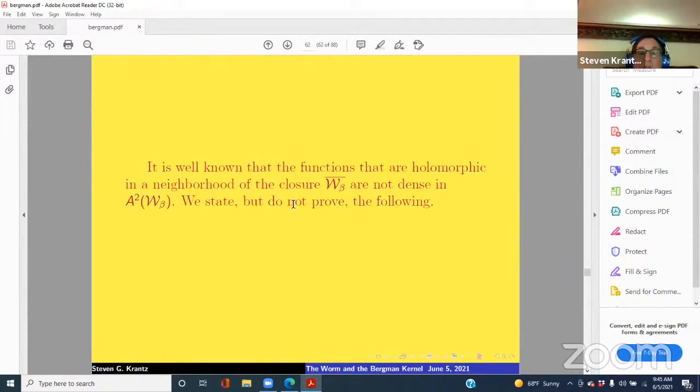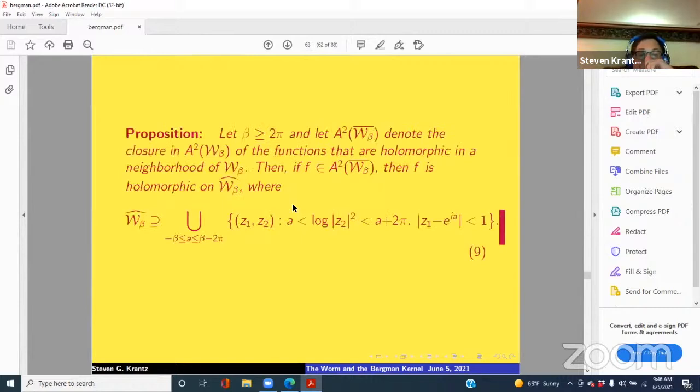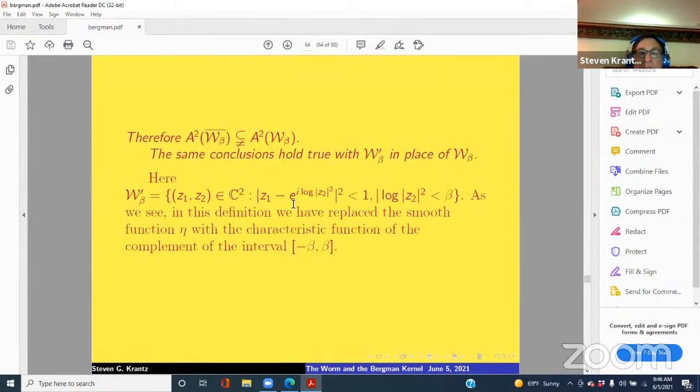It is well known that functions that are holomorphic in a neighborhood of the closure of W beta are not dense in the Bergman space. We will state but not prove the following. If beta is bigger than 2 pi and A2 of W beta closure denotes the closure in A2 of W beta of functions that are holomorphic in a neighborhood of W beta, then if F is in A2 of W beta closure, then F is holomorphic on W beta hat, where W beta hat contains the union over A of the set of all Z1, Z2 so that log mod Z2 squared is bigger than A and less than A plus 2 pi, and modulus of Z1 minus e to the iA is less than 1. Therefore, A2 of W beta closure is not a subset of A2 of W beta.